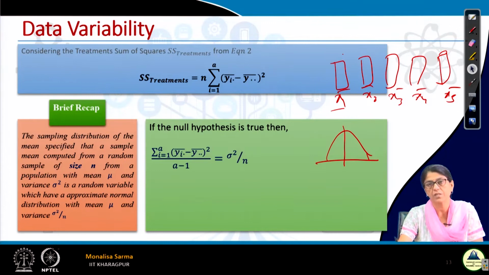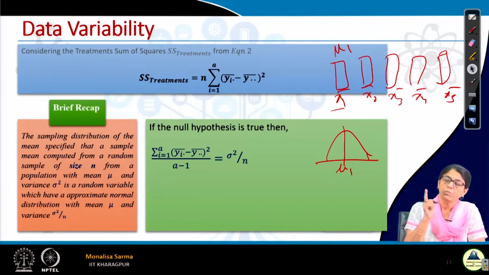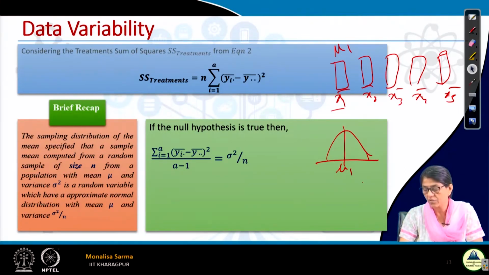Suppose the mean of the first population is mu1. So its mean will be mu1. And what will be the variance? The variance of the sampling distribution is the population variance divided by n. And what is the population variance? The population variance is sigma square. So its variance will be sigma square by n, where its mean is mu1.